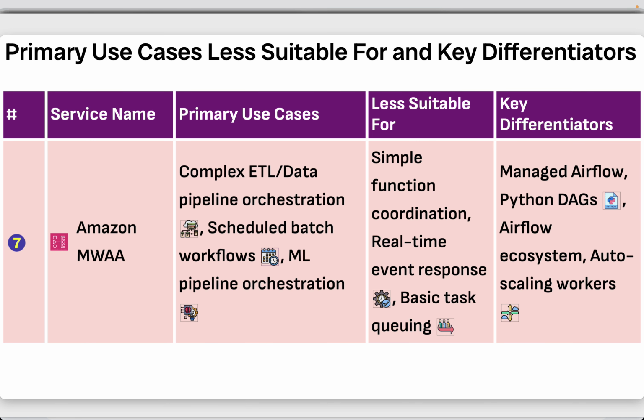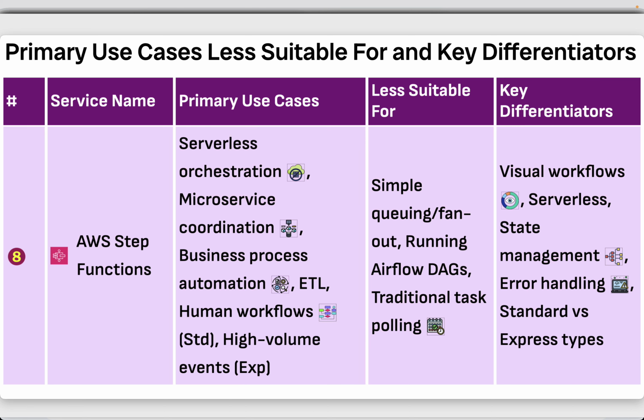Next, Apache Airflow, best for complex ETL, data pipeline orchestration, scheduled batch workflows, and ML pipelines. It is less suitable for simple function coordination or real-time event response. Key differentiators are managed Apache Airflow, Python DAGs, Airflow ecosystem, and auto-scaling workers.